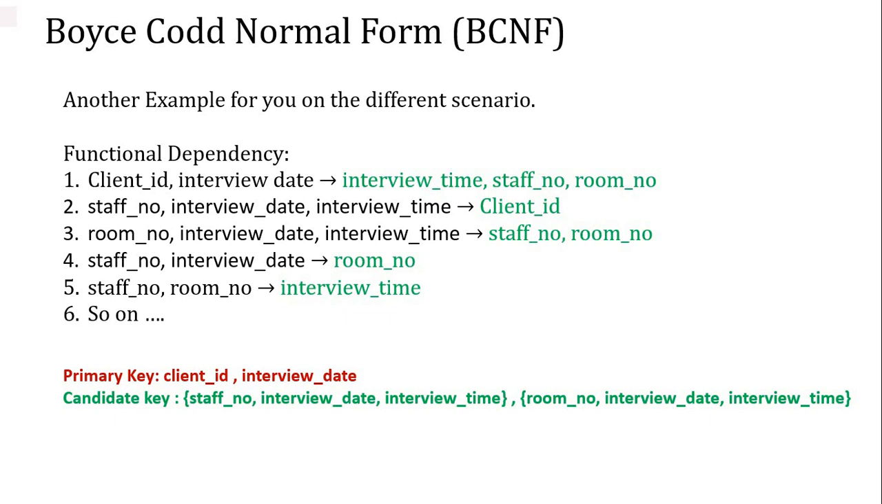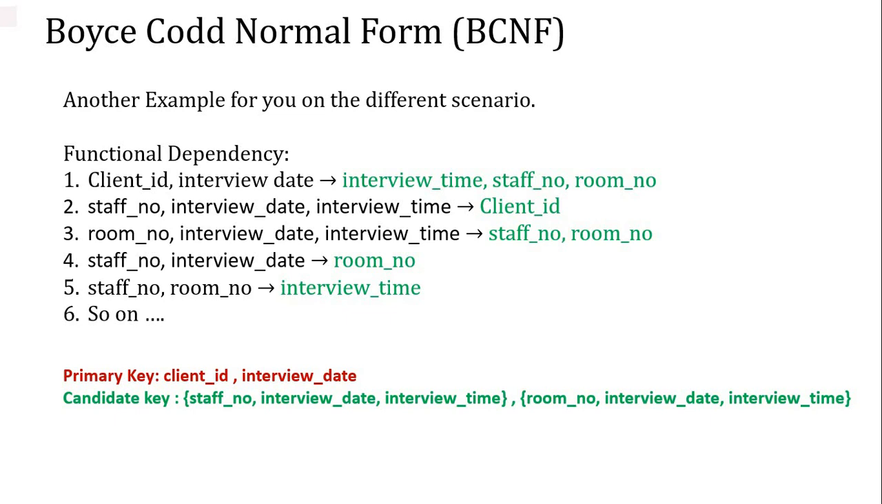Number 2: staff name, interview date and interview time determines client ID. In the determinant side, is it a candidate key? Yes, it is also following the rule. Functional dependency 3: room number, interview date, interview time. Is it following the rule?